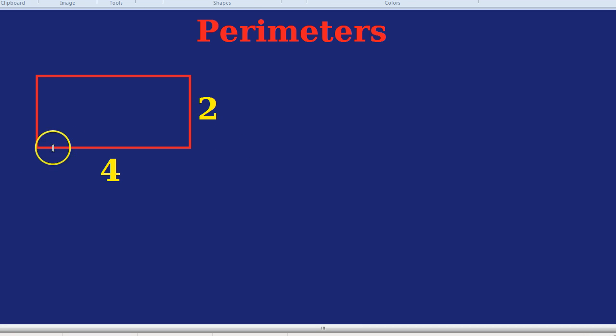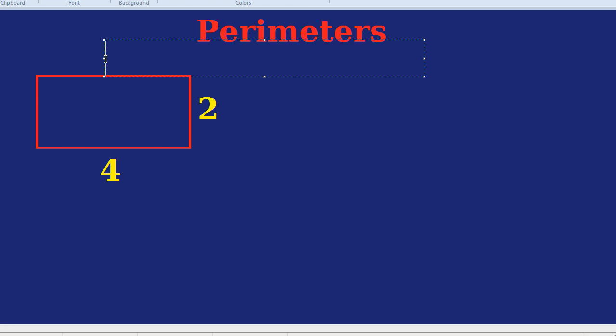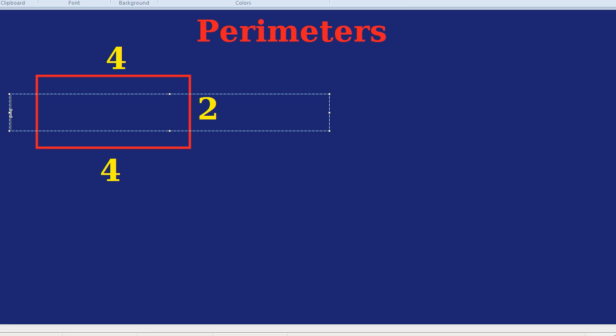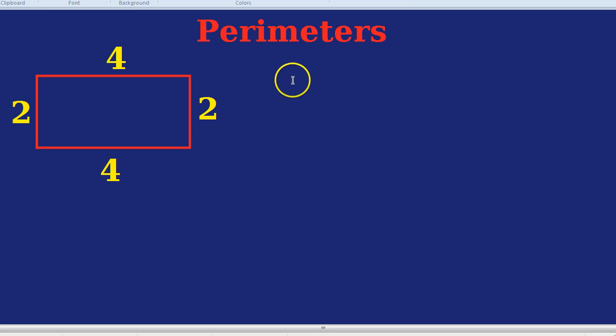Perimeter is the length all the way around the edge of the shape. Now if it has a width of 4, then the other side, because it's a rectangle, must also have a width of 4. If it has a height of 2, the other side must have a height of 2. What we need to do to work out the perimeter is add together those 4 sides of the rectangle.